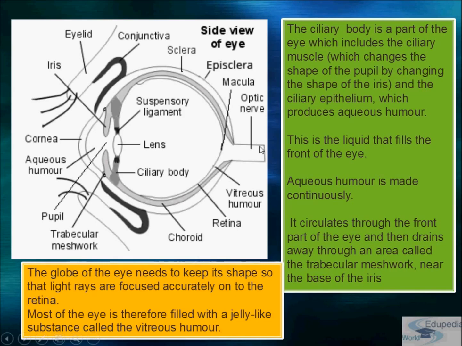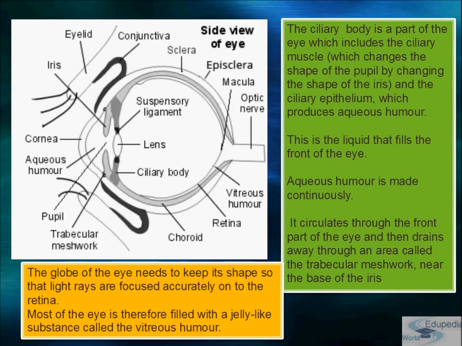The optic nerve leaves the eye at a point slightly away from the median posterior pole of the eye. The rods and the cones are absent in this region. That means in your optic nerve, no rod cells and no cone cells are present, and that's why it is known as the blind spot.